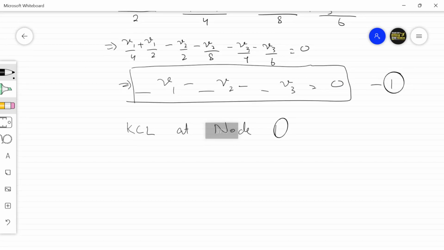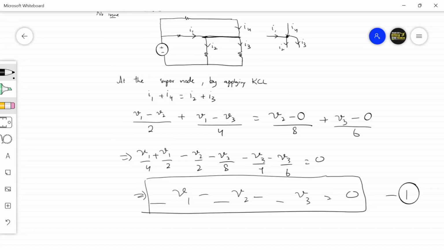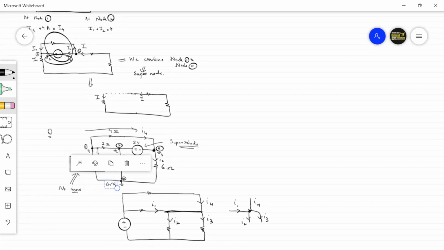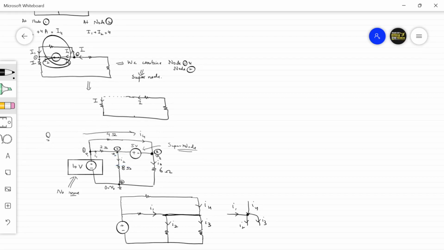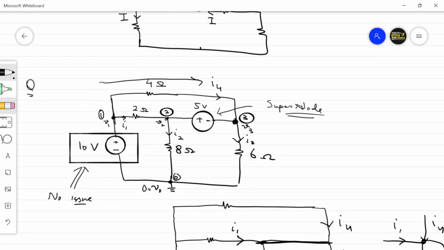There is no need to apply KCL at node 1. I will tell you directly what will happen at node 1. At node 1 we do not have a current source here. This is node 1. We have a voltage source connected here. So what will V1 be equal to? V1 will simply be equal to whatever amount of voltage you are applying to this voltage source.